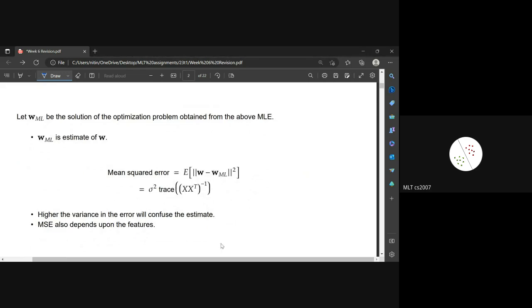So I'm calling that W_ML, which is nothing but your (X X transpose) inverse X Y. This is one estimator. For a different training data set, this W_ML will be a different thing. So it's a random variable, and we use this as an estimate for our true W. This is our true W that we don't know, right?